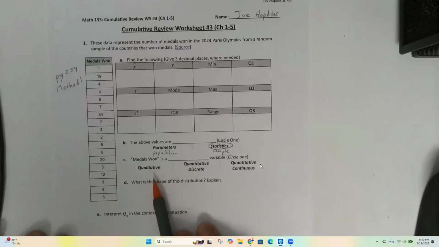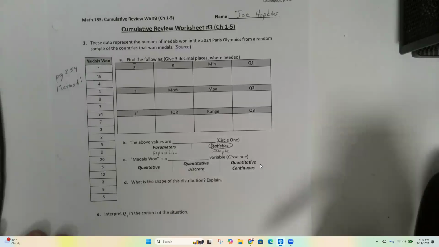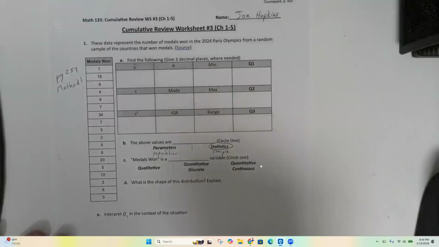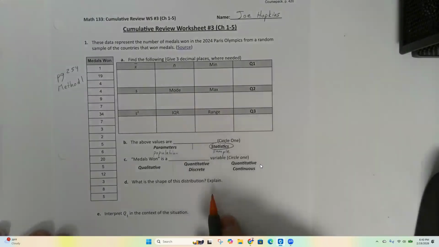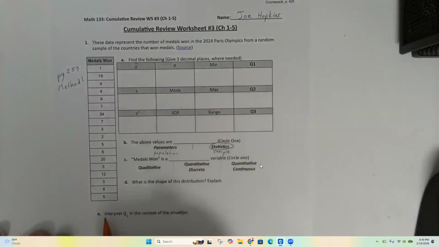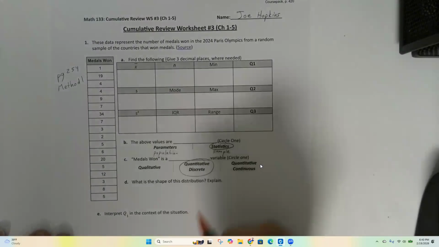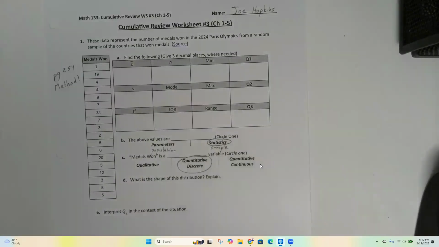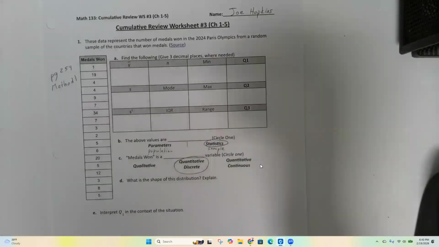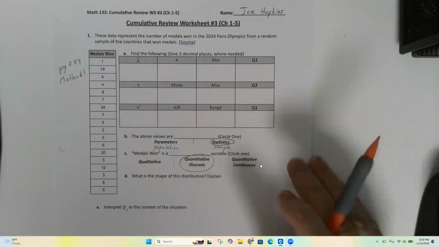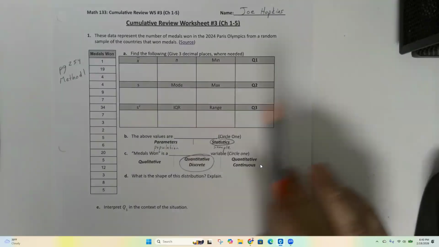Medals is qualitative, quantitative, discrete, continuous. What do you think there? Nathan says discrete. You guys agree? Yeah, absolutely. You can't win half a medal, right? I mean, even if you tie, you both get a medal. Actually, in 2024, there was a really great moment where 2 high jumpers tied for the gold medal, and they both got gold.